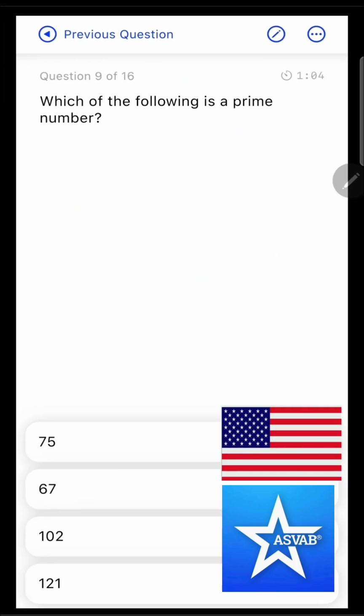Which of the following is a prime number? So first of all, we need to know the meaning of prime number. Prime numbers are numbers that can only be divisible by itself and 1. So if you look at the options, this first option, 75, can be divisible by 1, it can be divisible by 3, then by 5. That means this option violates the rule. The rule of prime number: the number can only be divisible by itself and 1.